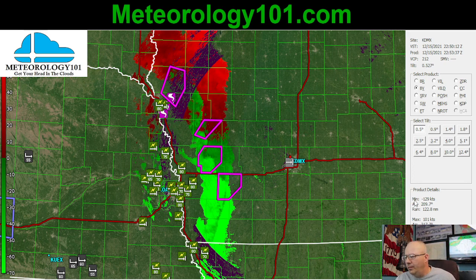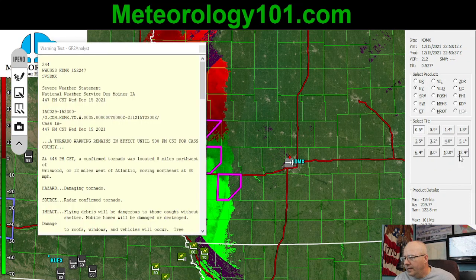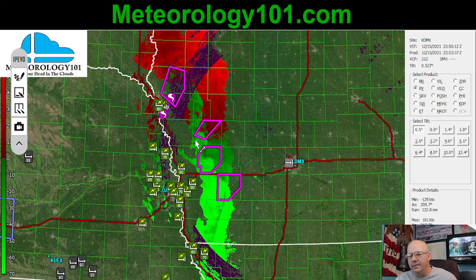So if I click on one, I don't think you can see that. Let me do something here. Okay, so now I can click on those. We can see the warnings. Tornado warning remains in effect until 5 p.m. Central Time for Cass County, and it gives you the details. And then the source is a radar confirmed tornado. So radar confirmed tornado is rotation on the radar. You don't have to have somebody on the ground reporting that.